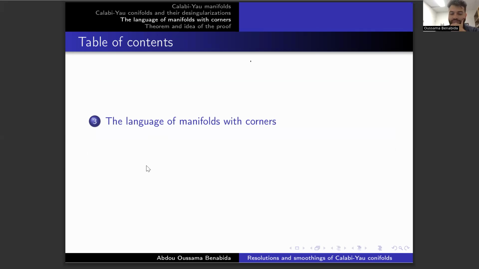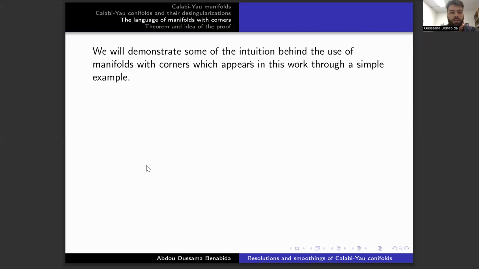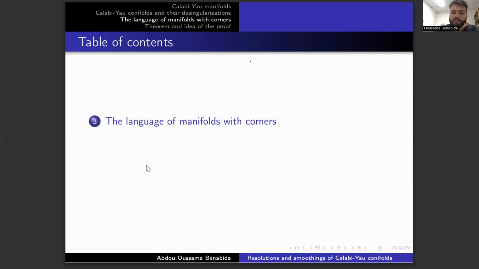So for this second part, we will open a very big parenthesis to introduce the language of manifold with corners. So this will serve as the setting that we use to attack this question here.